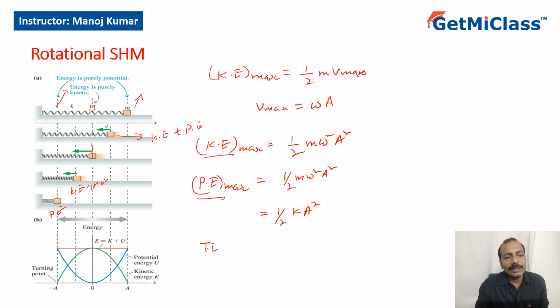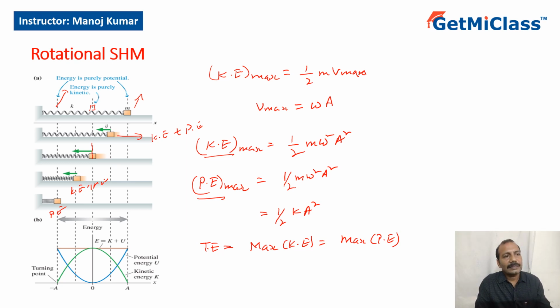Now this is the maximum potential energy, this is the maximum kinetic energy. So what is total energy? Total energy would be equal to maximum kinetic energy, or that is equal to maximum potential energy. Because when potential energy is maximum, kinetic energy is 0, so total energy is equal to maximum potential energy. Similarly, when kinetic energy is maximum, then potential energy is 0, so the total energy is equal to maximum kinetic energy. Now in this way, if I draw a graph, I'll get a graph something of this kind.